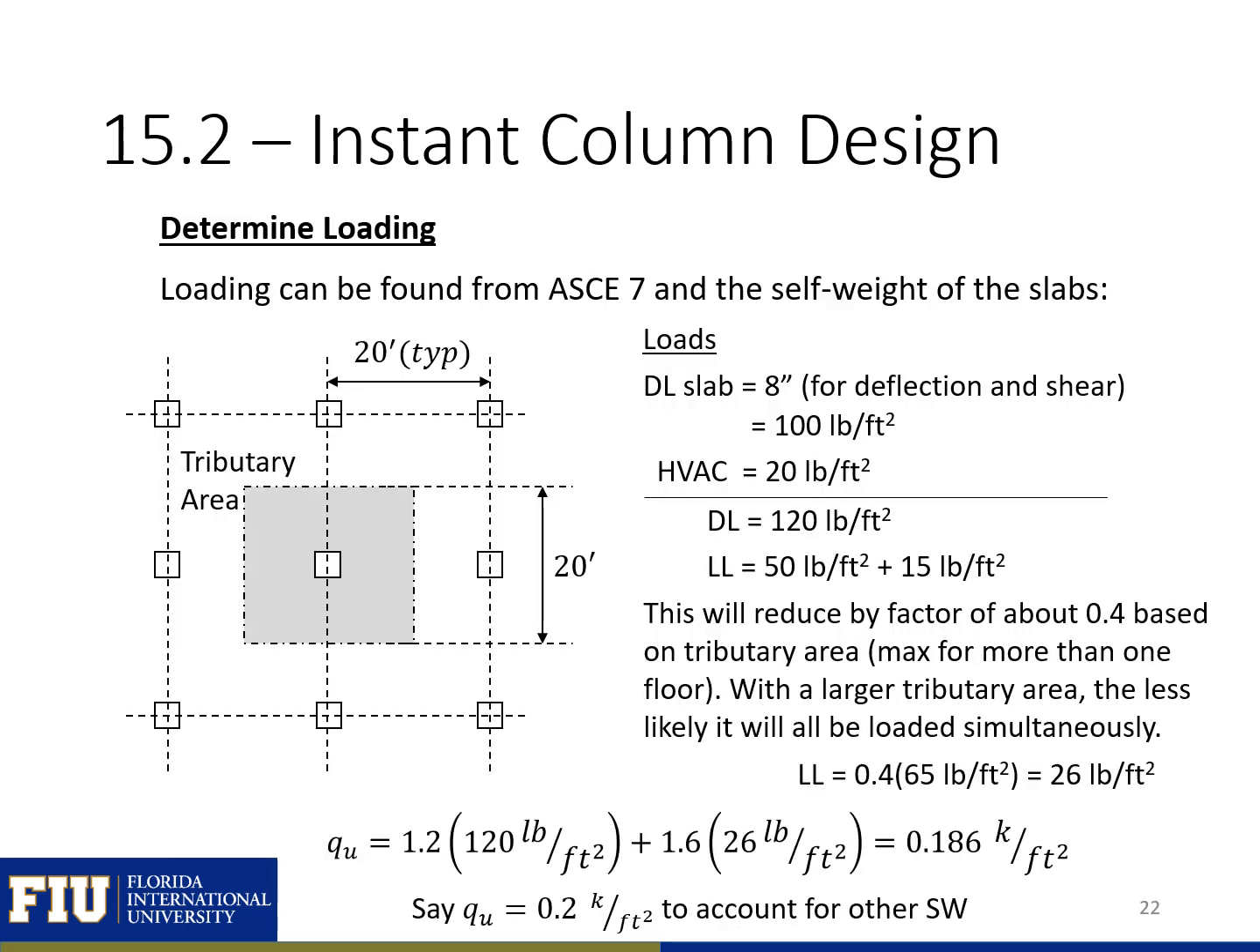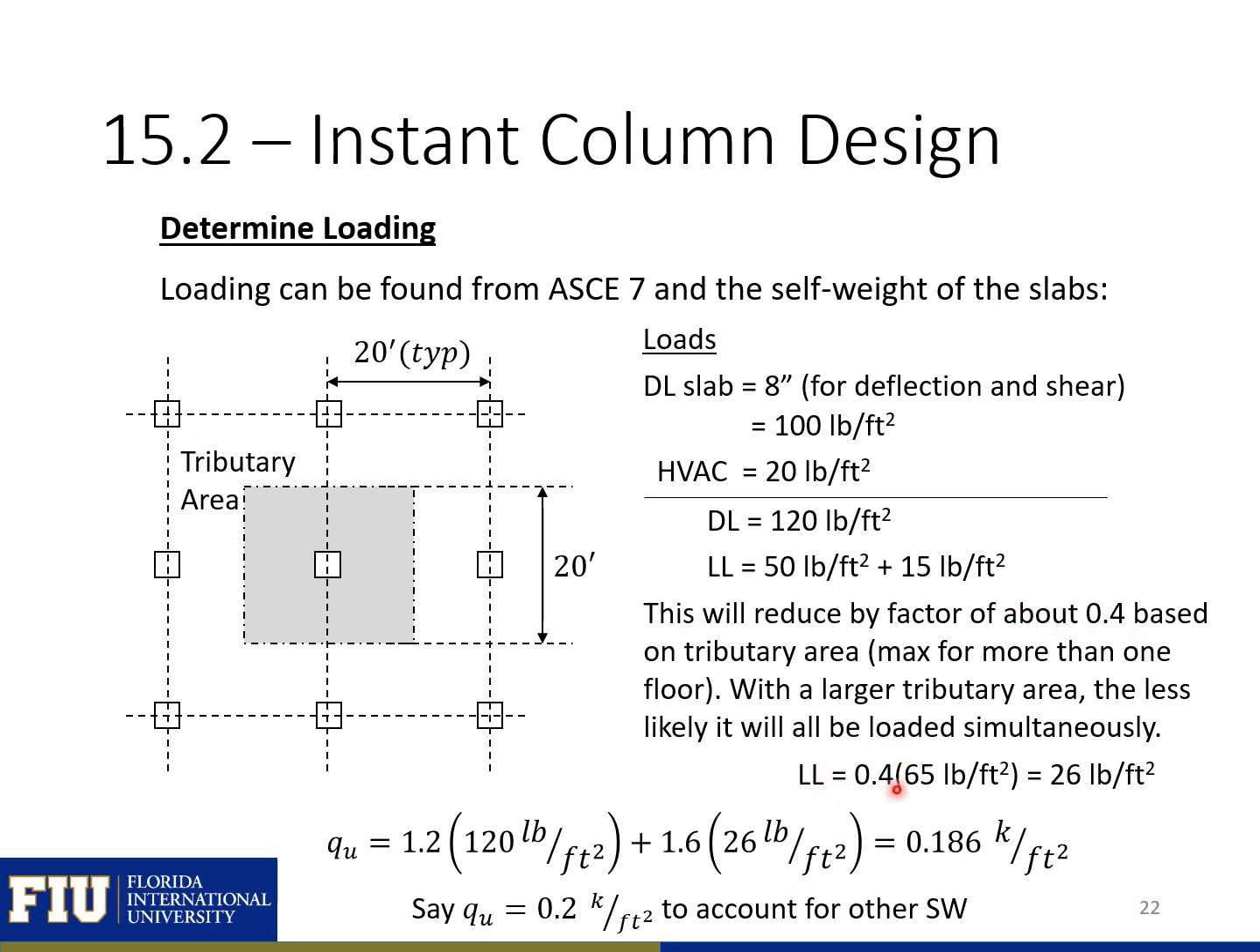Next, we're going to look at initial design of columns. The first step of this will be to determine our loading, again, based on ASCE 7 and the self-weight of our slabs. So similar to the beams, we'll have a dead load of 120 pounds per square foot and a live load of our 50 pounds per square foot office load plus 15 pounds per square foot partitions. And this time we're going to reduce by 0.4 based on our tributary area for our columns.